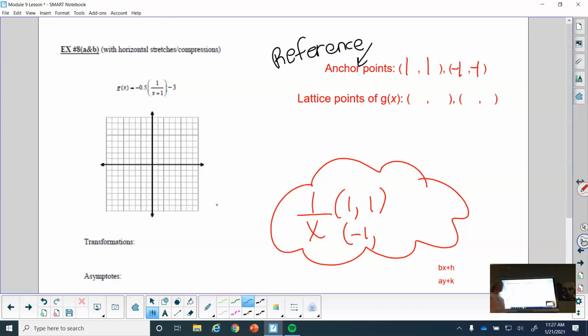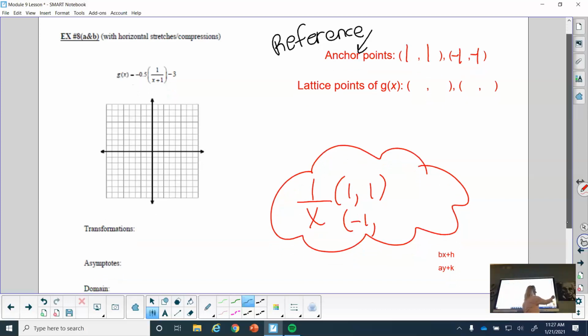Please write that down. Those are anchor points, the most basic points of the parent function, the reference points. I'm going to show you in a minute how to find the lattice points, but the first thing we're going to do is knock out these transformations. We're going to review transformations.